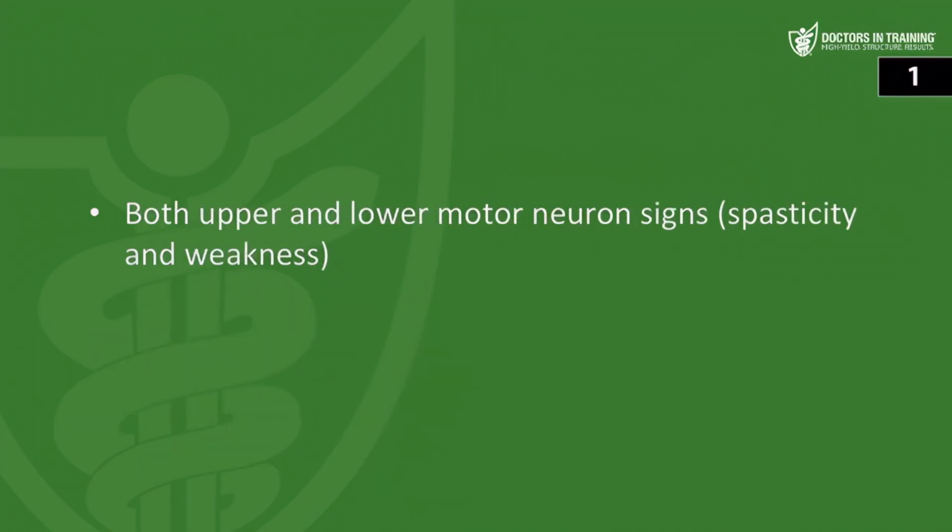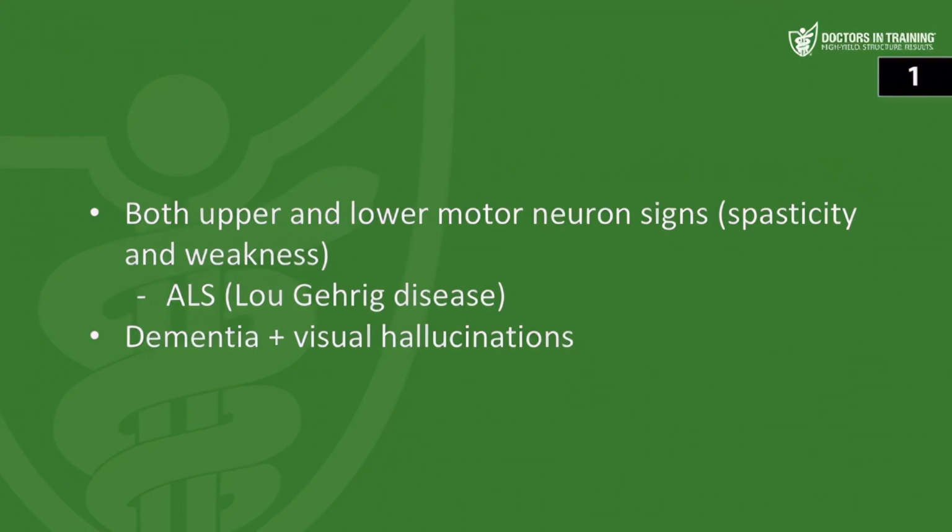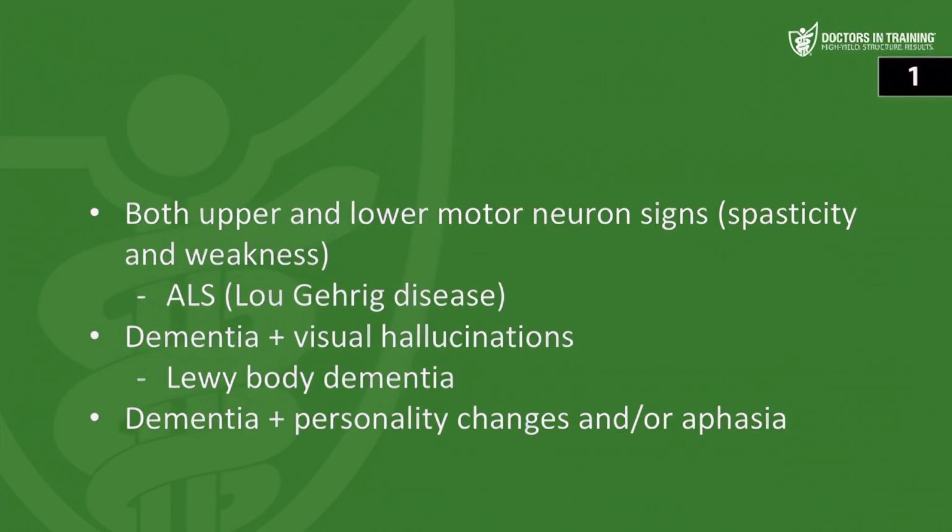Both upper and lower motor neuron signs, so you're going to see spasticity plus weakness. That should make you think about ALS or Lou Gehrig's disease. Dementia plus visual hallucinations is dementia with Lewy bodies again. And then dementia plus personality changes and/or aphasia is frontotemporal dementia or Pick disease.